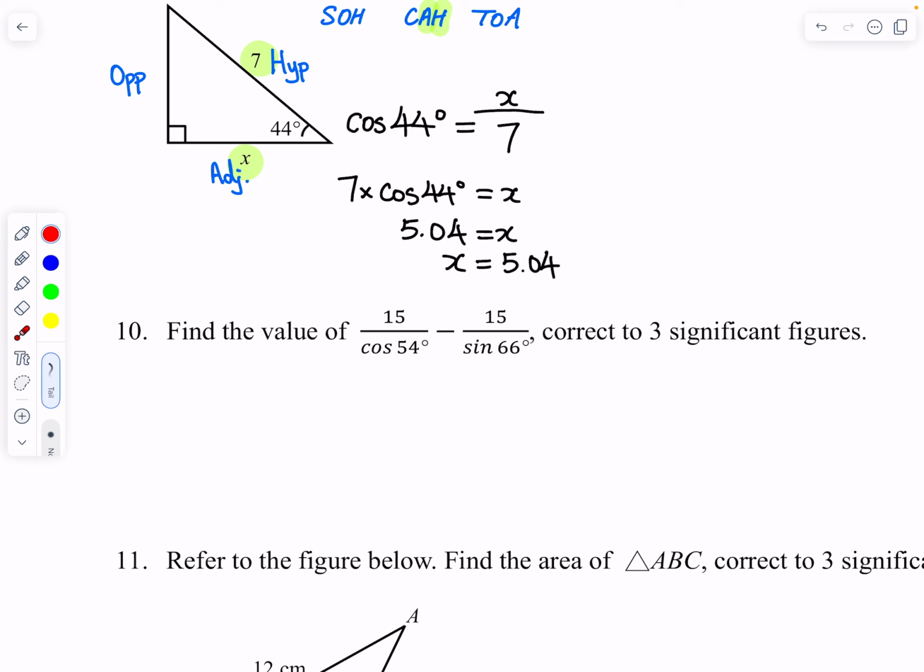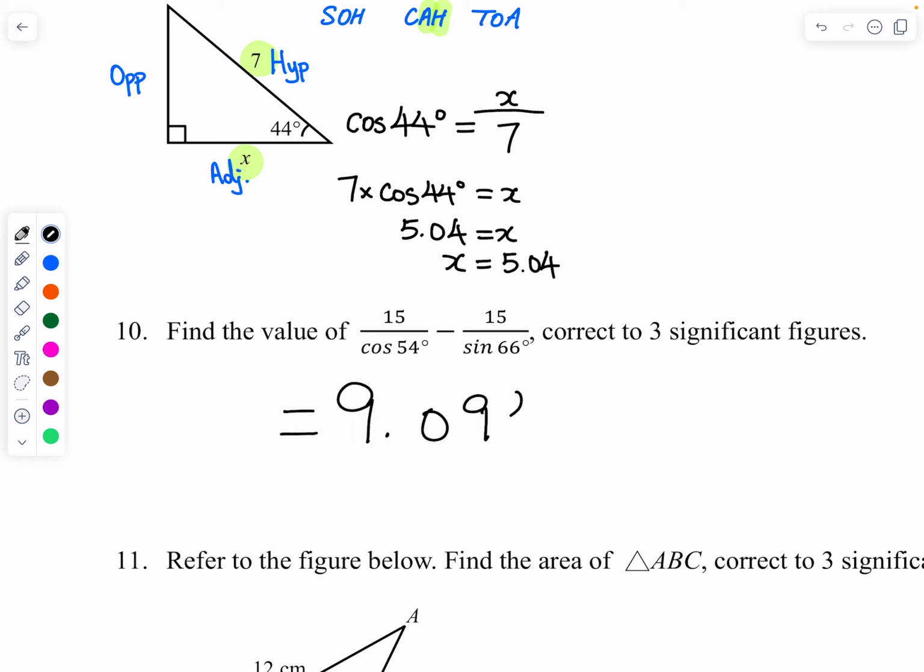Alright, so how? 15 over cosine 54, close the bracket in the calculator, and then minus 15 over sine 66, again close the bracket. And you should be able to get your answer as E.